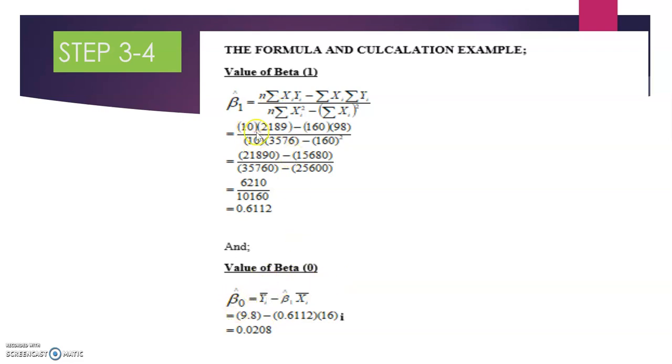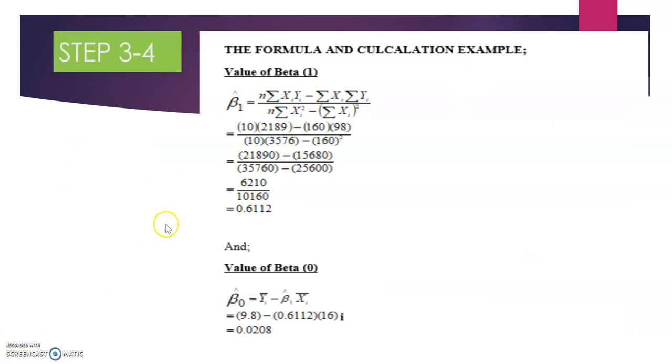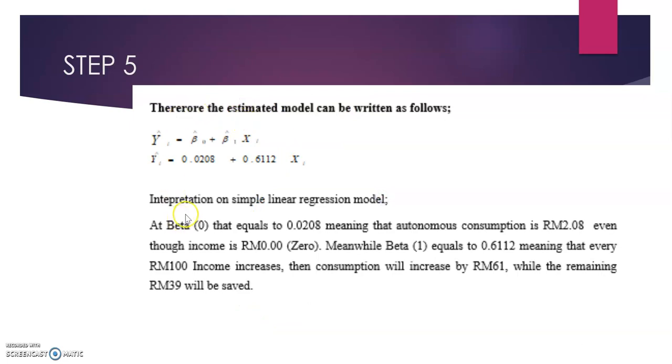Just substitute the values you get from the table into the formula, until you get the value. In step 4, you have to make the estimated model. You have to substitute the values into the equation. Then you have to interpret and come up with some conclusion. You can refer to the conclusion and how to transfer the information from steps 1, 2, 3, and 4 into step 5. Then make your own conclusion.